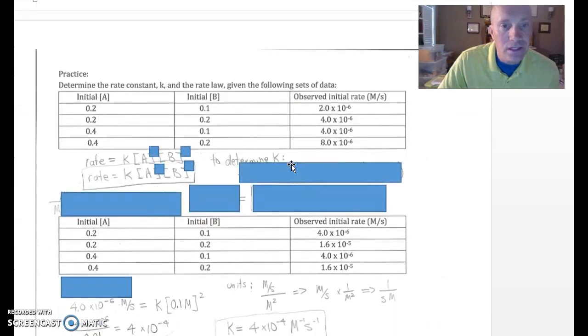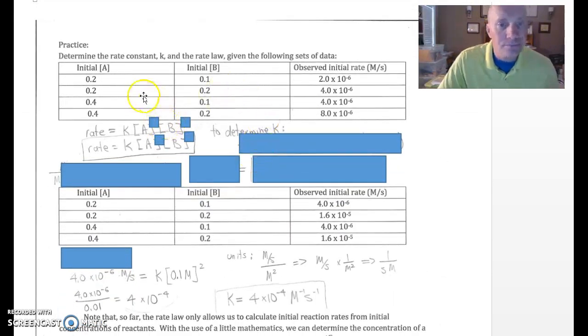Okay, moving on. Taking a look at this data right here. Again, if we look at what happens when you double B, it looks like it doubles the rate. That's why it's first order there. If we double A, we can see at a constant B that going from here to here also doubles the rate. So it would be first order with respect to each of the reactants. And remember, when we write the rate law, we won't put in the ones.